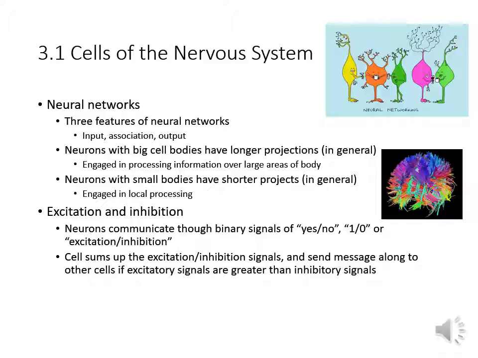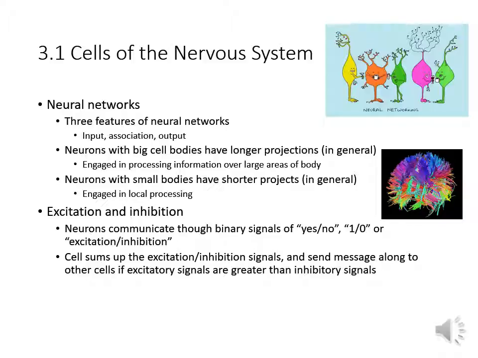So the three features of neural networks are that they have input, there's association, so interneurons are working, and they have output. Neurons with big cell bodies have longer projections in general, so they're engaged in processing information over large areas of the body, and neurons with smaller bodies have shorter projections in general, so they're more engaged in local processing, so maybe just processing within one area of the brain, for example.